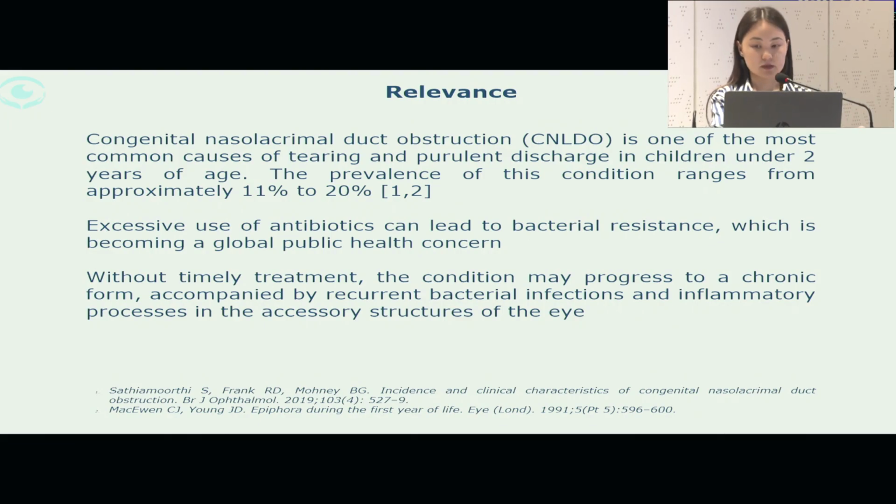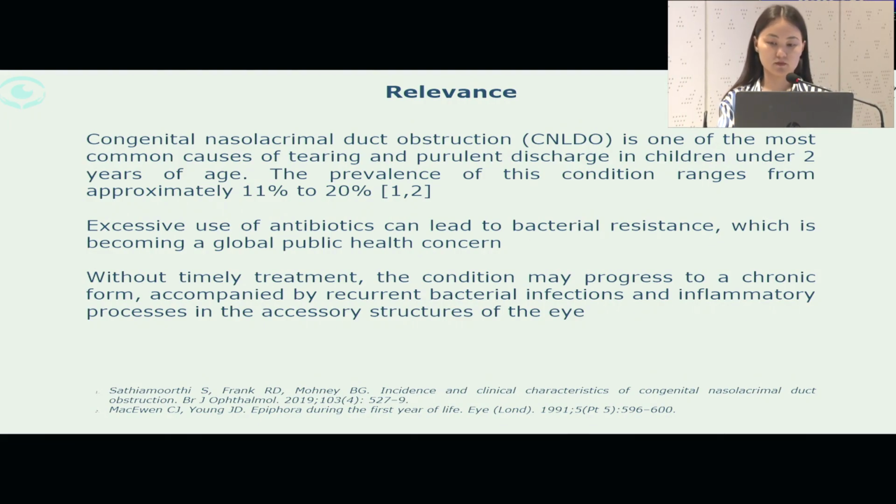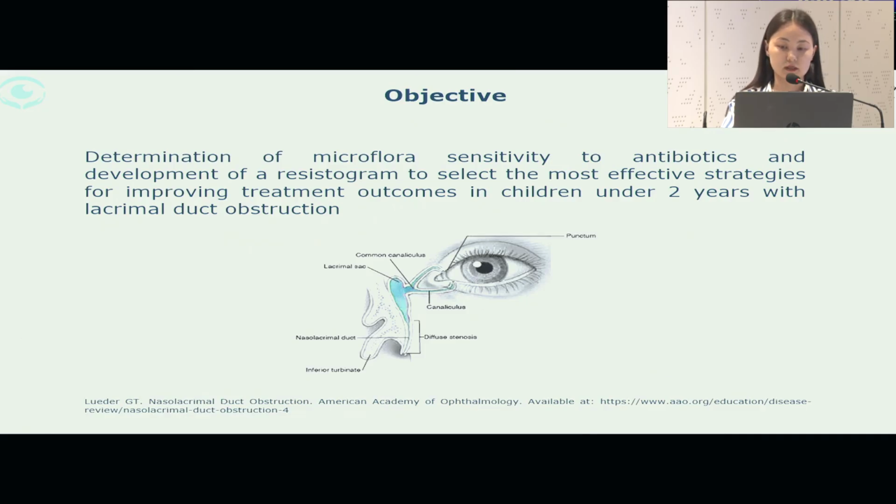Congenital nasolacrimal duct obstruction is a common cause of epiphora and purulent discharge in children under 2 years old, with a prevalence of 11 to 20%. The role of antibiotic therapy remains debated, as excessive use can contribute to bacterial resistance, a global concern. Without timely treatment, it may become chronic, leading to recurrent infection and inflammation of ocular adnexa. The objective of this study is to determine the antibiotic susceptibility of microorganisms and develop a resistance profile to guide the selection of the most effective treatment strategies for improving outcomes in young children with nasolacrimal duct obstruction.